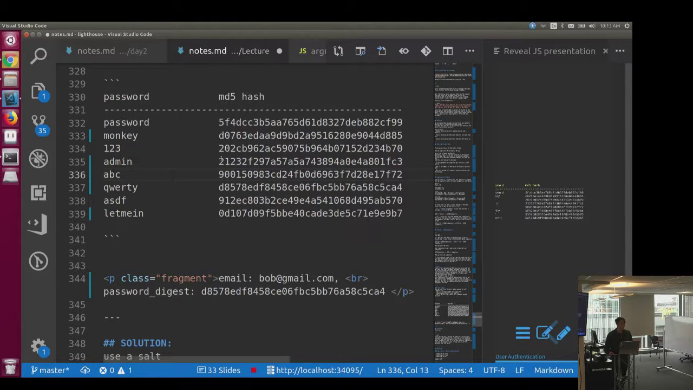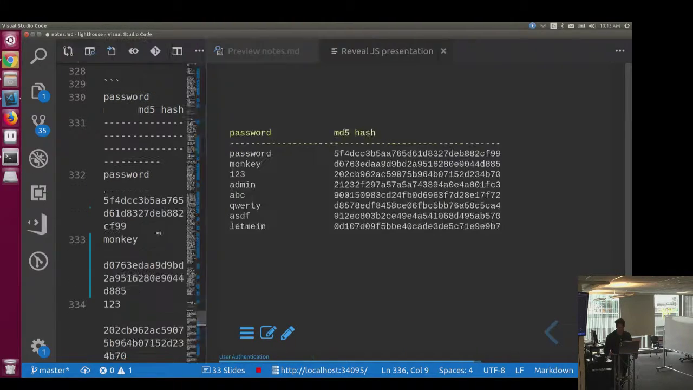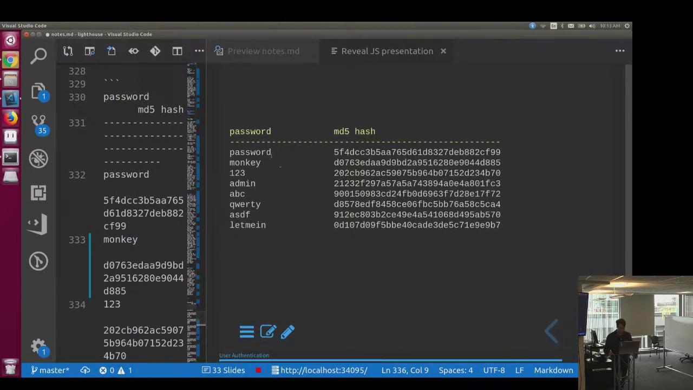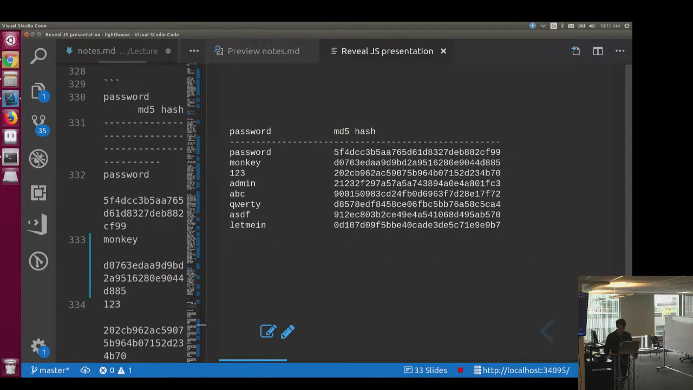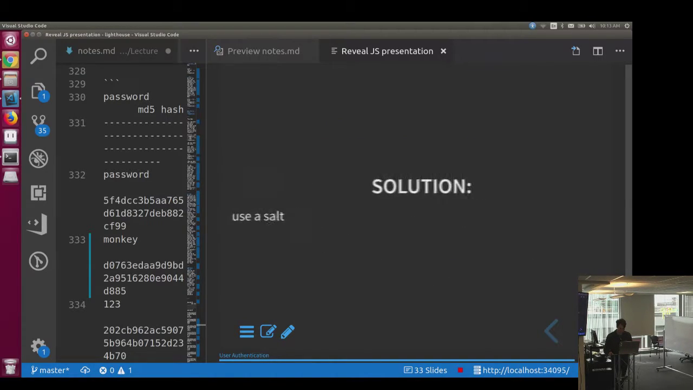One reason why we need secure passwords. I know people who have passwords like password 123 and stuff like that. And real hash tables would be much more extensive than this one. So what's the solution? Well, I kind of spoiled it, but it's using salt.